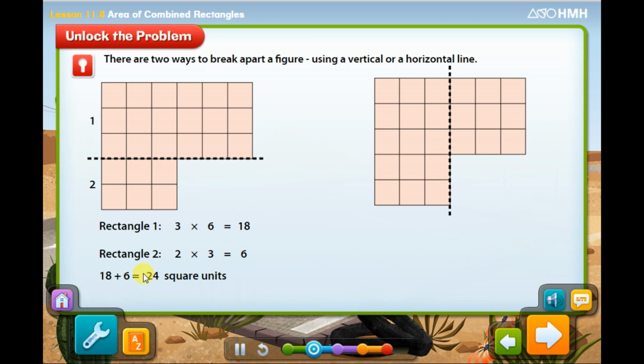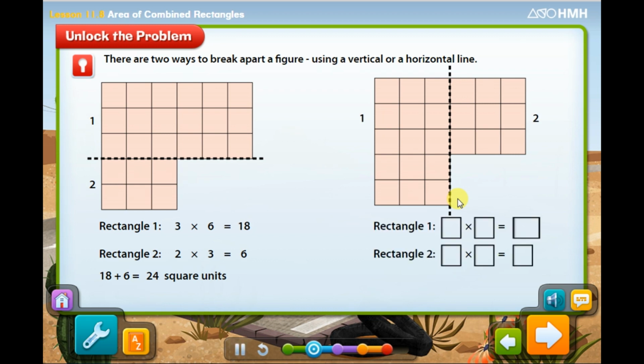Another way to break the figure apart is with a vertical line. How is using a vertical line to break the figure apart like using a horizontal line? In both cases, you try to break the figure into two separate rectangles. Complete a multiplication equation for each rectangle. What's the length and width of rectangle 1?